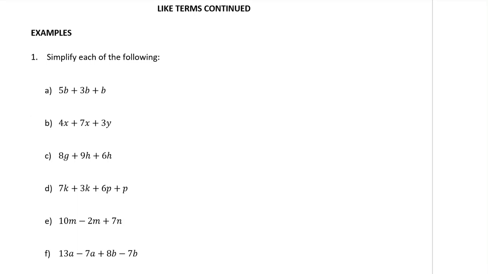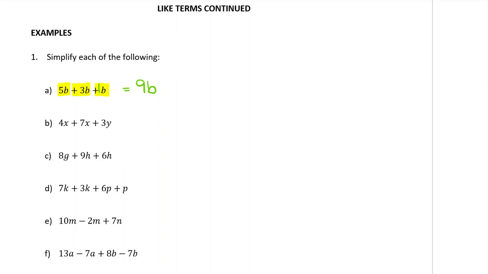So in question 1, we have 5B plus 3B plus B. Now I'm going to highlight them, a B plus a B plus a B. They are all like terms. So 5 plus 3 is 8, plus my sneaky 1 means that that's an answer of 9B.